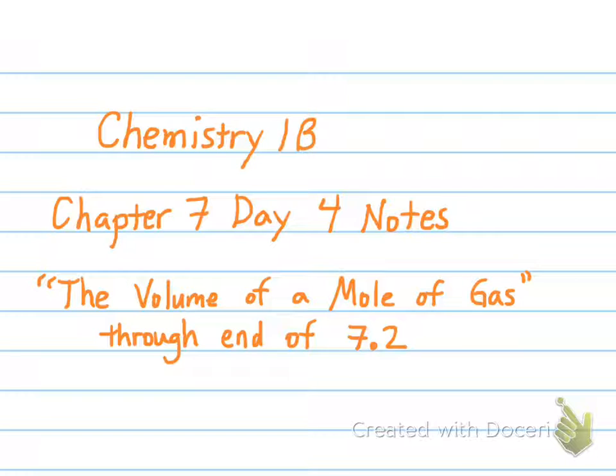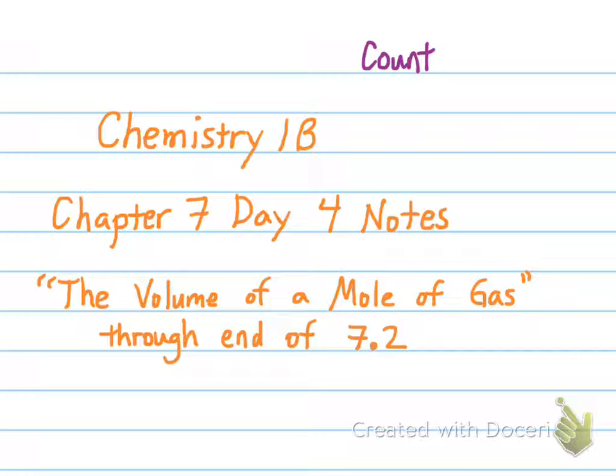We're going to start at the volume of a mole of gas and continue through the end of Chapter 7, Section 2. Again, we want to think back to the ways that we measure matter, and the three ways we can measure matter. We can count. And again, on your chemistry toolkit, which you probably should have out at this point, you have three conversion factors for counting depending upon what the substance is.